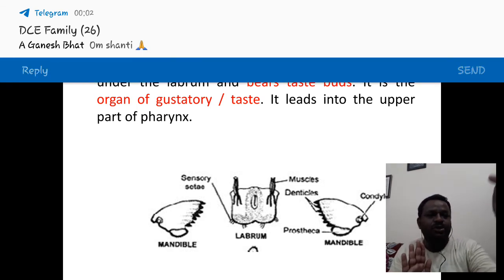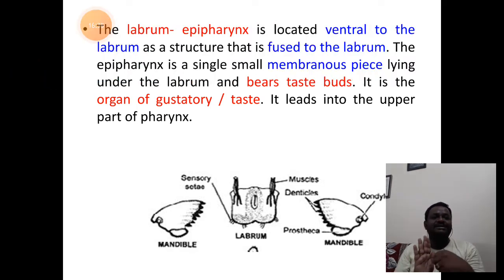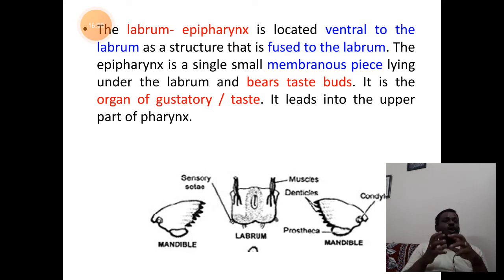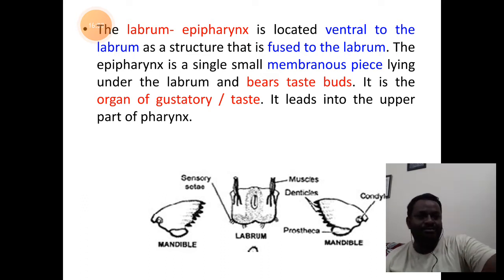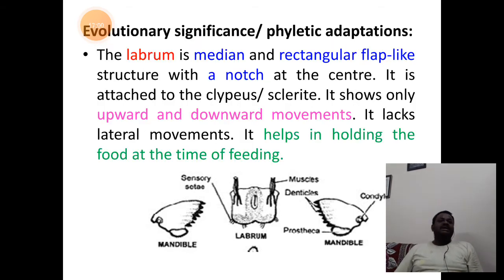So it leads into the back part called the pharynx of the digestive system. Students, remember, labrum epipharynx help in holding the food and tasting the food they eat. So that's related to the second part of the mouth parts. The third part is the lower lip. The lower lip of the organism is the labium.